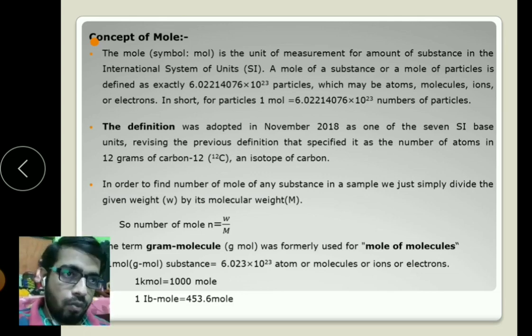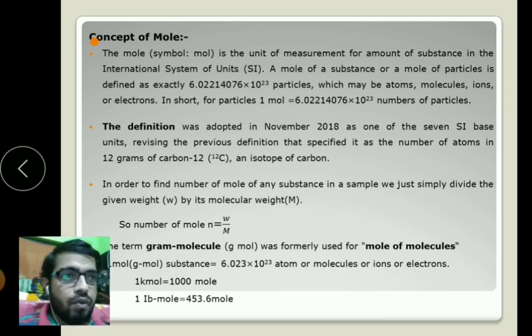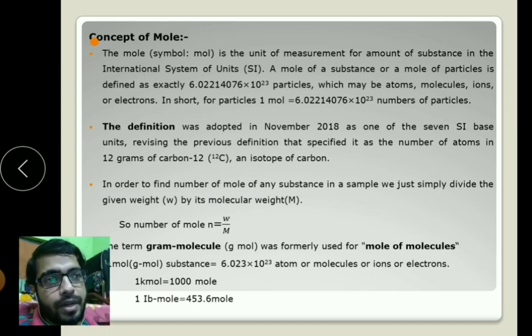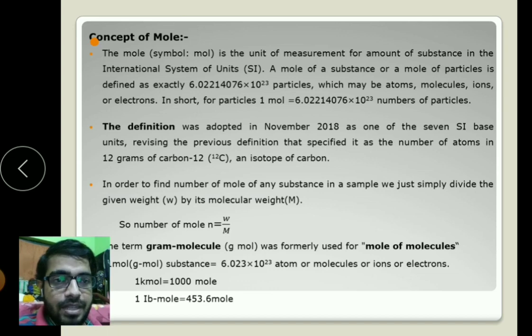So 1 mole of any substance, like 1 mole of atoms, 1 mole of molecules, 1 mole of ions, 1 mole of electrons, is equal to 6.023 into 10 to the 23 number of that substance. This definition was adopted in November 2018, and it is in the SI system. In CGS, FPS, MKS, in all those systems there is no place for mole, but in the SI system it was adopted.